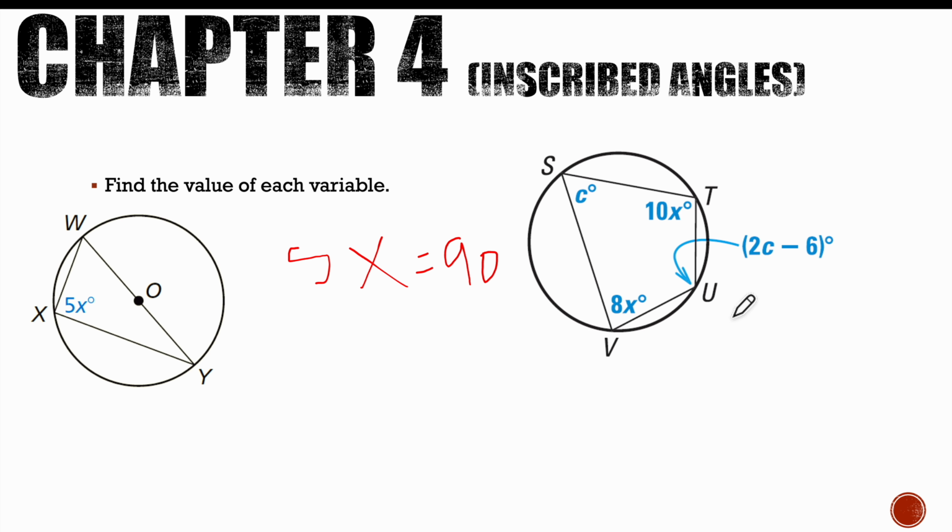In this question, they are asking about 2c plus 6. How much would c be, for example? So c plus 2c, sorry, 2c minus 6 is how much? 180 degrees. Why? Because opposite angles of a quadrilateral inscribed in a circle are supplementary. So then you can solve for c. Same here, 8x plus 10x, 18x is equal to 180 degrees. So x is equal to 10, because 8x plus 10x would be supplementary.